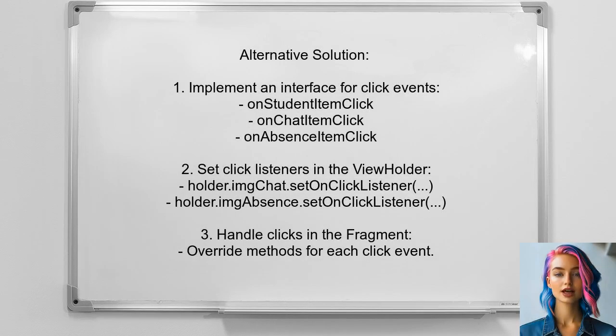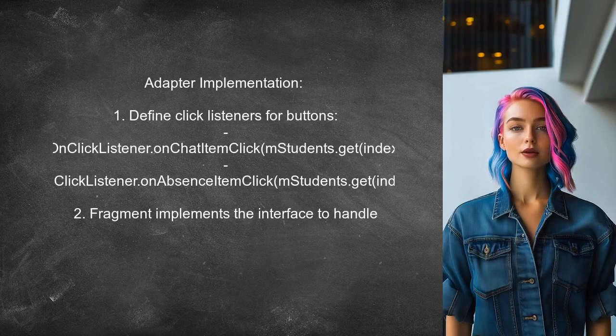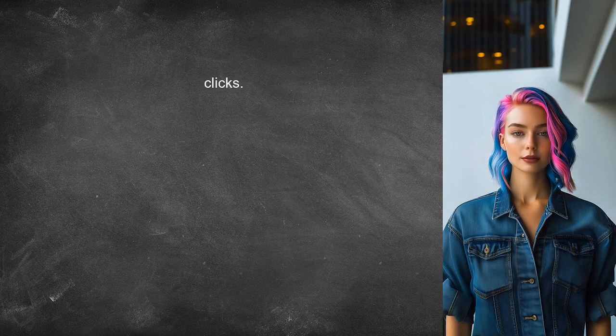This user offers an alternative solution for handling multiple button clicks in a recycler view. They suggest implementing an interface with methods for each button click and the item click. In the view holder, they set click listeners for the buttons, which call the appropriate methods in the interface. In the adapter, the user defines the click listeners for each button, passing the clicked student object to the corresponding method in the interface. This allows the activity or fragment to handle the logic based on which button was clicked.